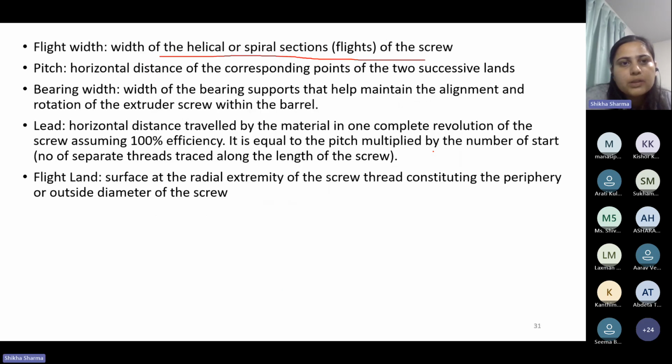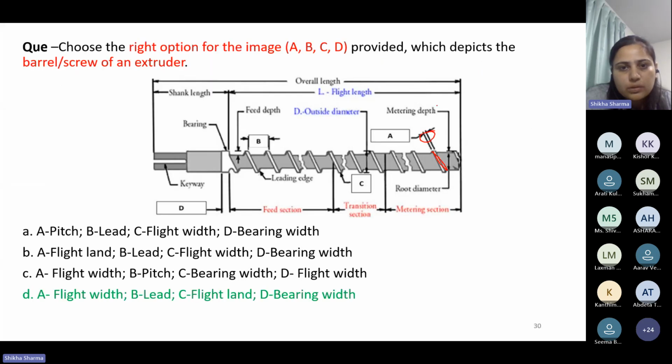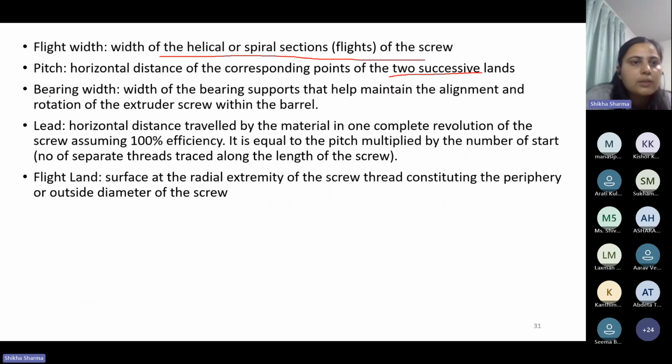Then pitch. Pitch is the horizontal distance between corresponding points of two successive lands. So this is the pitch. Sorry, this is the lead, this is not the pitch. Yeah, this is not the pitch, this is the lead. So this is the difference. This is pitch and this is flight lead.